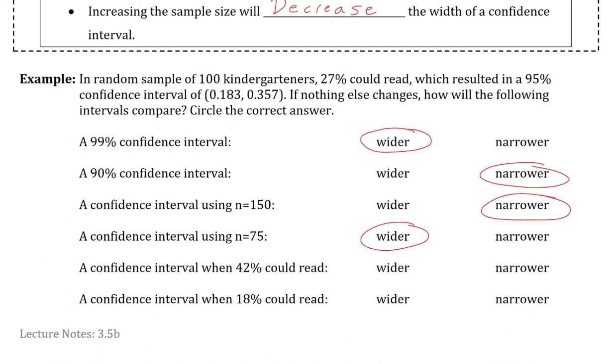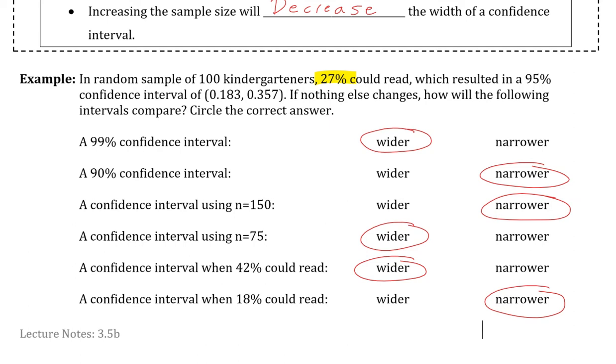Lastly, if we have the confidence interval when 42% would read, this changes the original sample proportion from 27% to 42%. This means that we will have p hat closer to 0.5, and therefore we will likewise have a wider confidence interval. If we instead change 27% to 18% could read, that will change our p hat to be further away from 0.5, and therefore a narrower interval.